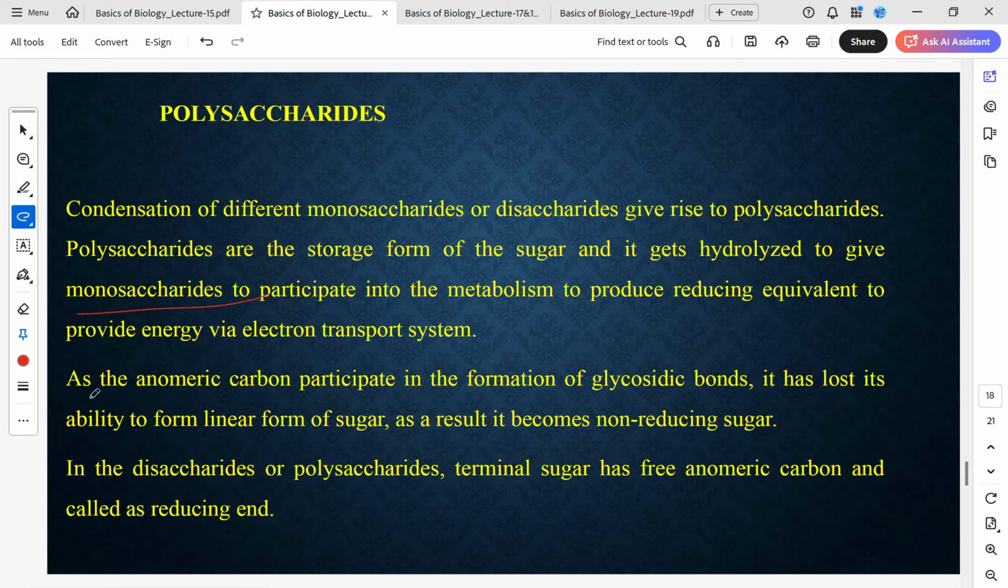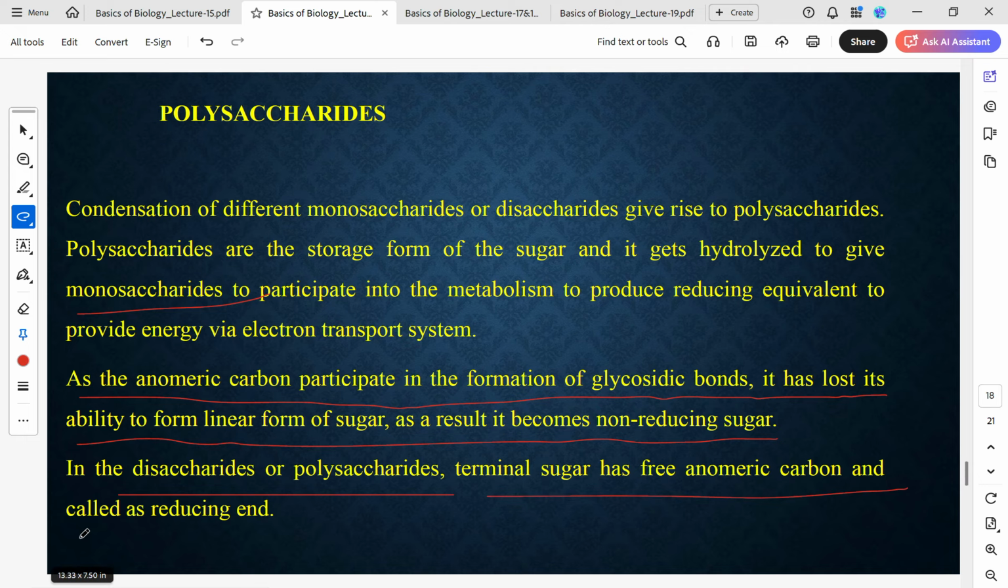If the anomeric carbon participates in the formation of glycosidic bonds, it has lost its ability to form the linear form of sugar, as a result becoming a non-reducing sugar. If the carbon has not participated in glycosidic bonds, then it is called a reducing sugar. In disaccharides and polysaccharides, the terminal sugar has a free anomeric carbon and is called the reducing end.